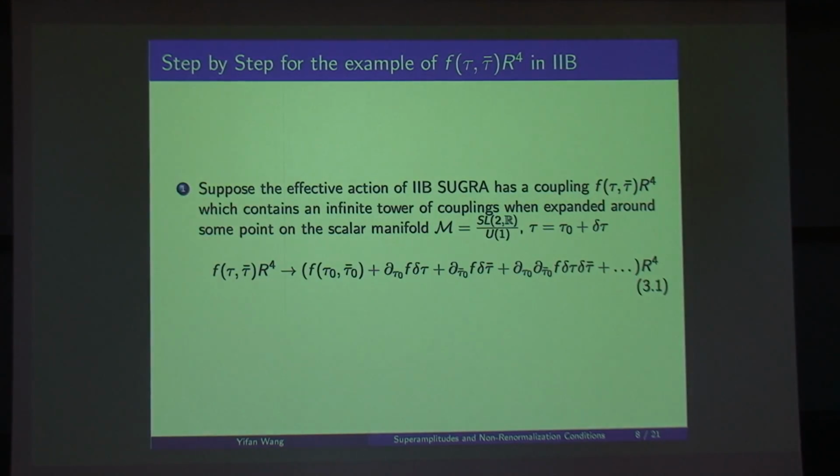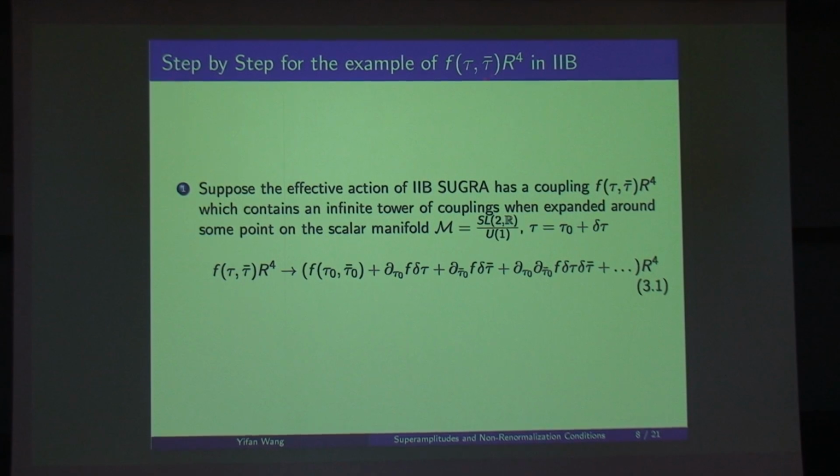Okay. So to illustrate this procedure, let's look at one simple example step by step. This will be the R^2 F^4 coupling in type IIB supergravity in 10 dimensions. I will emphasize here that in some step of this discussion, I'll invoke string theory, but the answer we get for this kind of coupling will not depend on string theory.